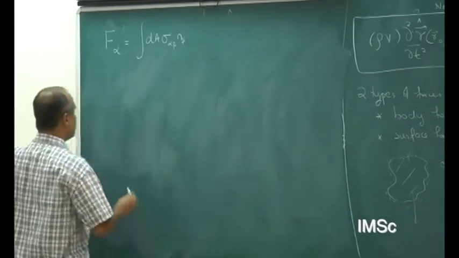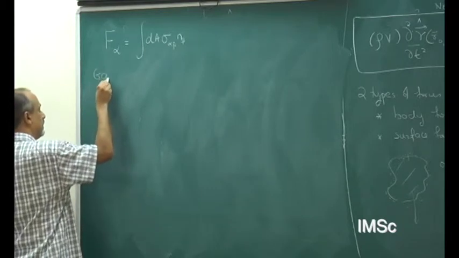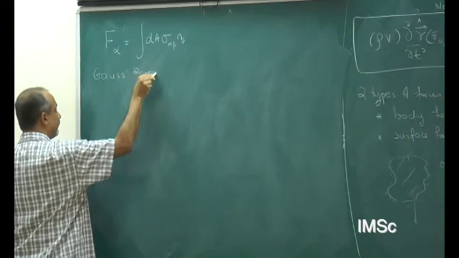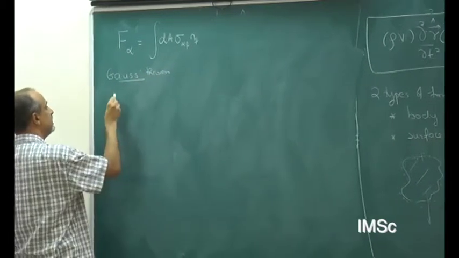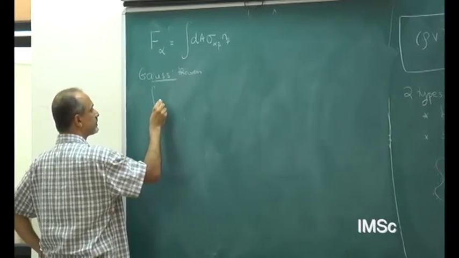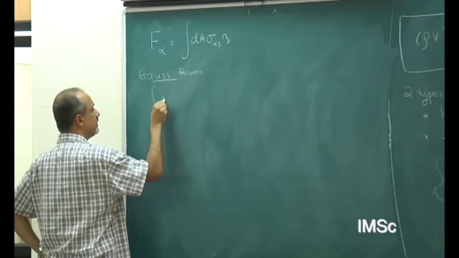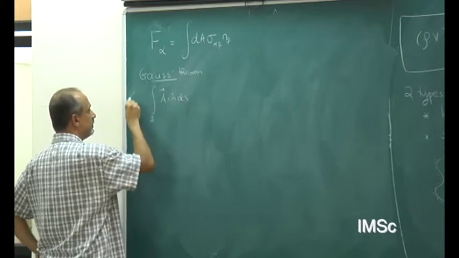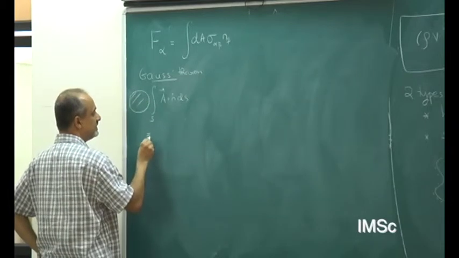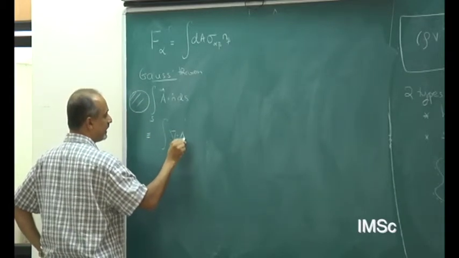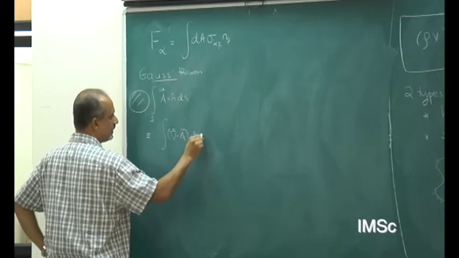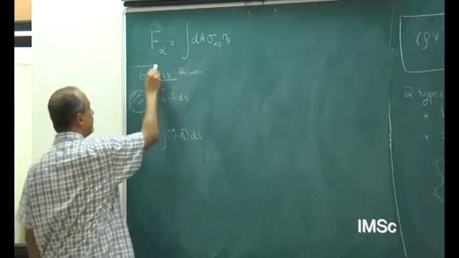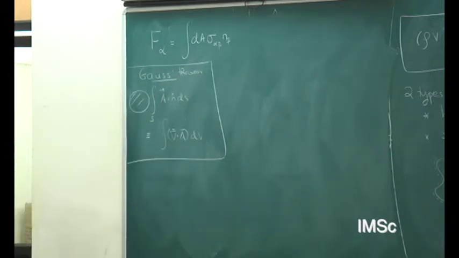Now notice from here that we must go back to something called Gauss's theorem. And Gauss's theorem basically says that the surface integral of a vector A dot n hat times dS over some closed surface is the same as the integral of del dot A across the volume enclosed by that surface. So this is a standard theorem in vector analysis.